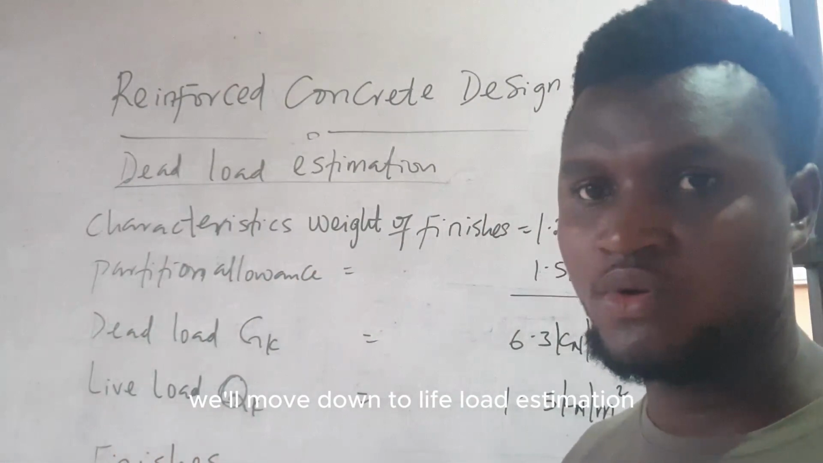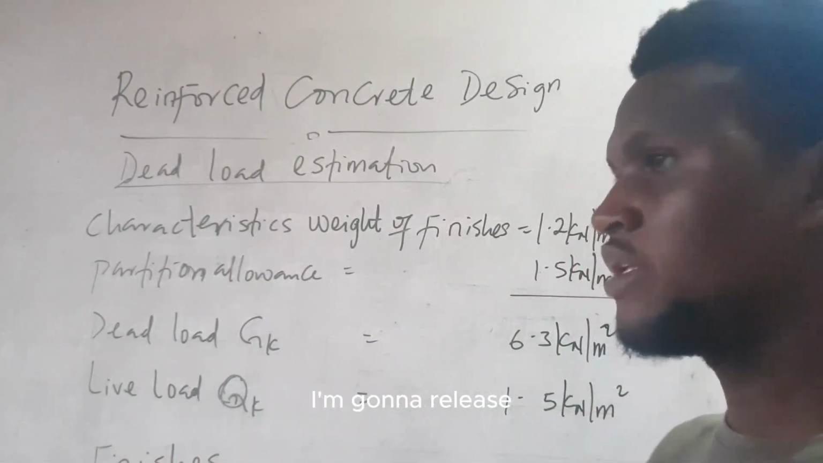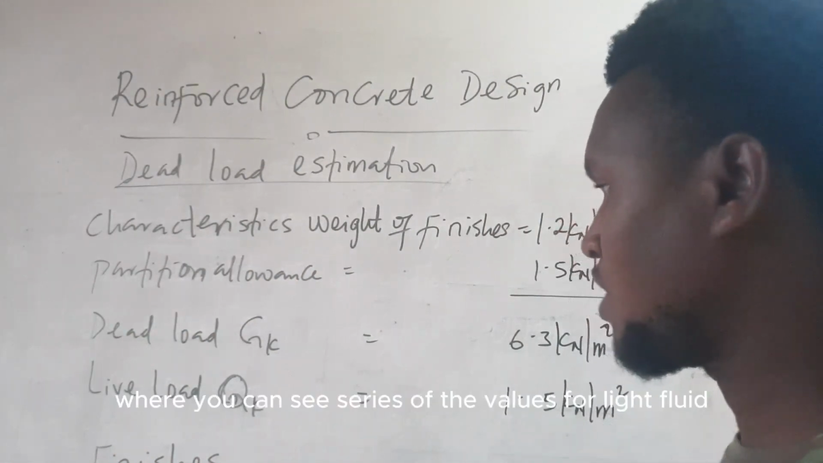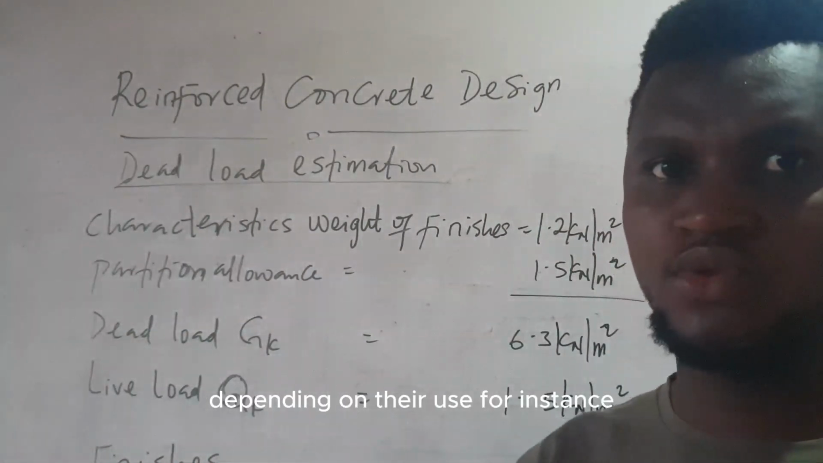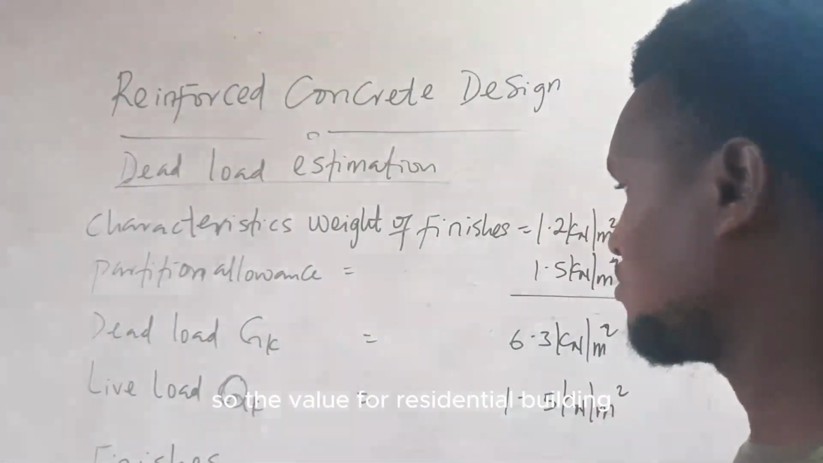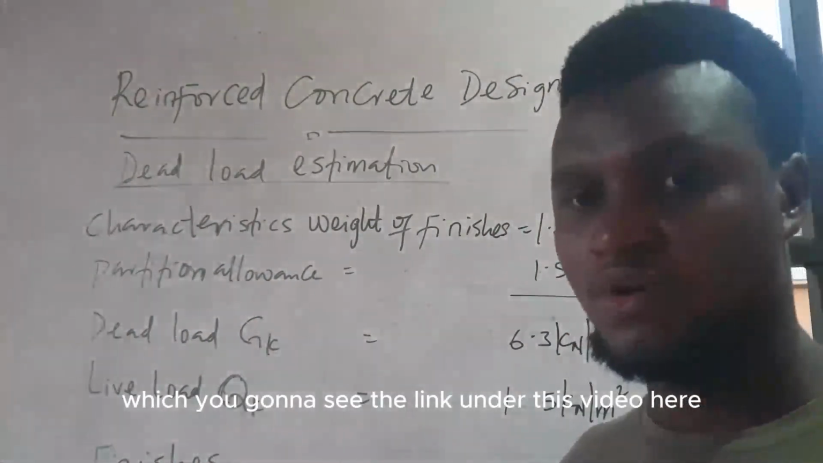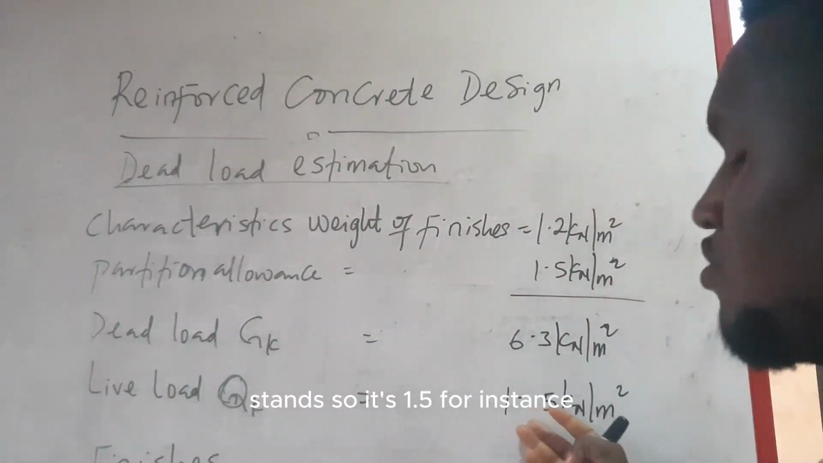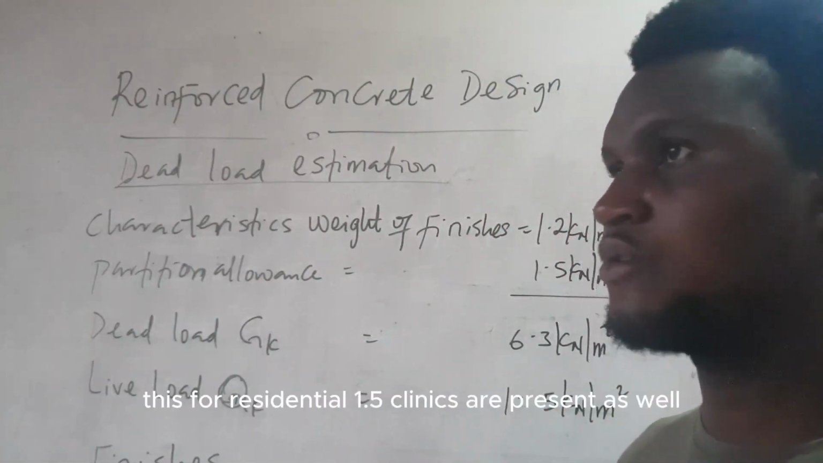We'll move down to live load estimation. This one you don't need to calculate. I'm going to attach a link to this video where you can see a series of values for live load depending on their use. For instance, now we are working on a residential building. So the value for residential building, which is listed out, you're going to see the link under this video. You understand? So it's 1.5. For instance, this for residential, 1.5 kilonewton per meter square.